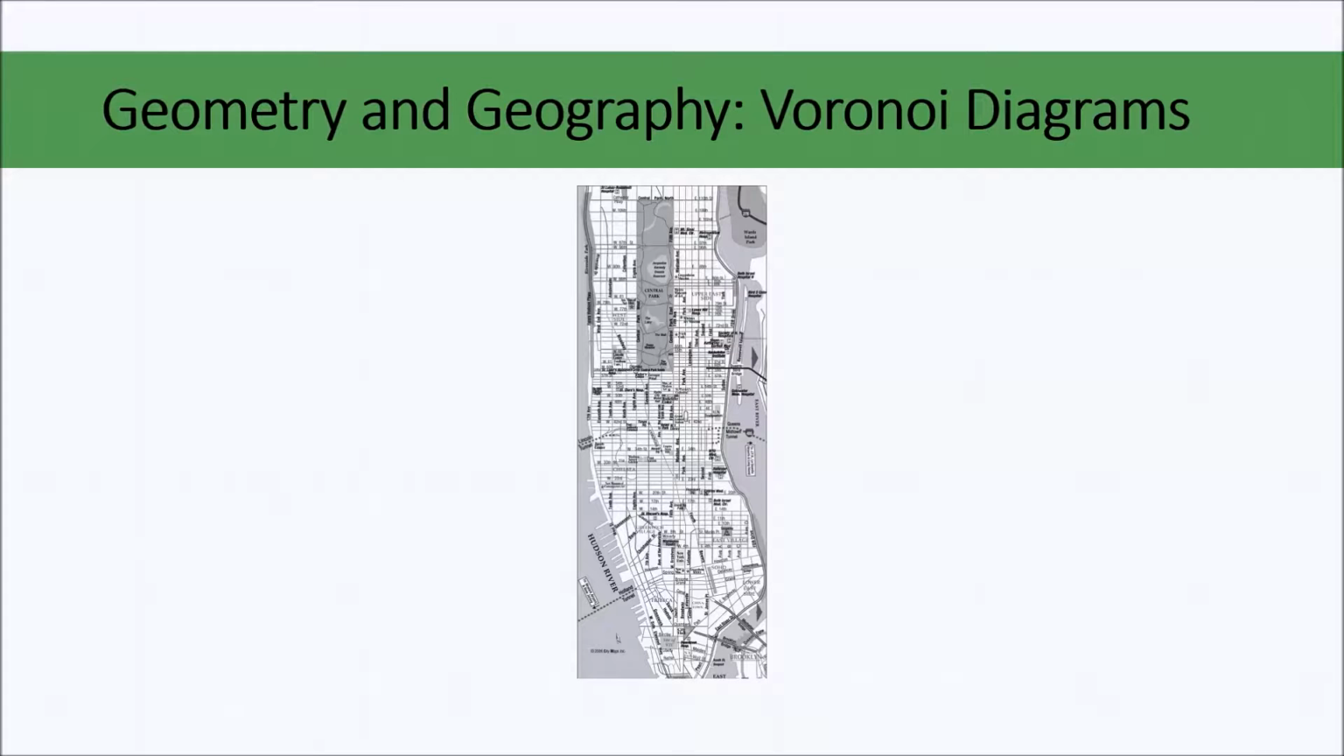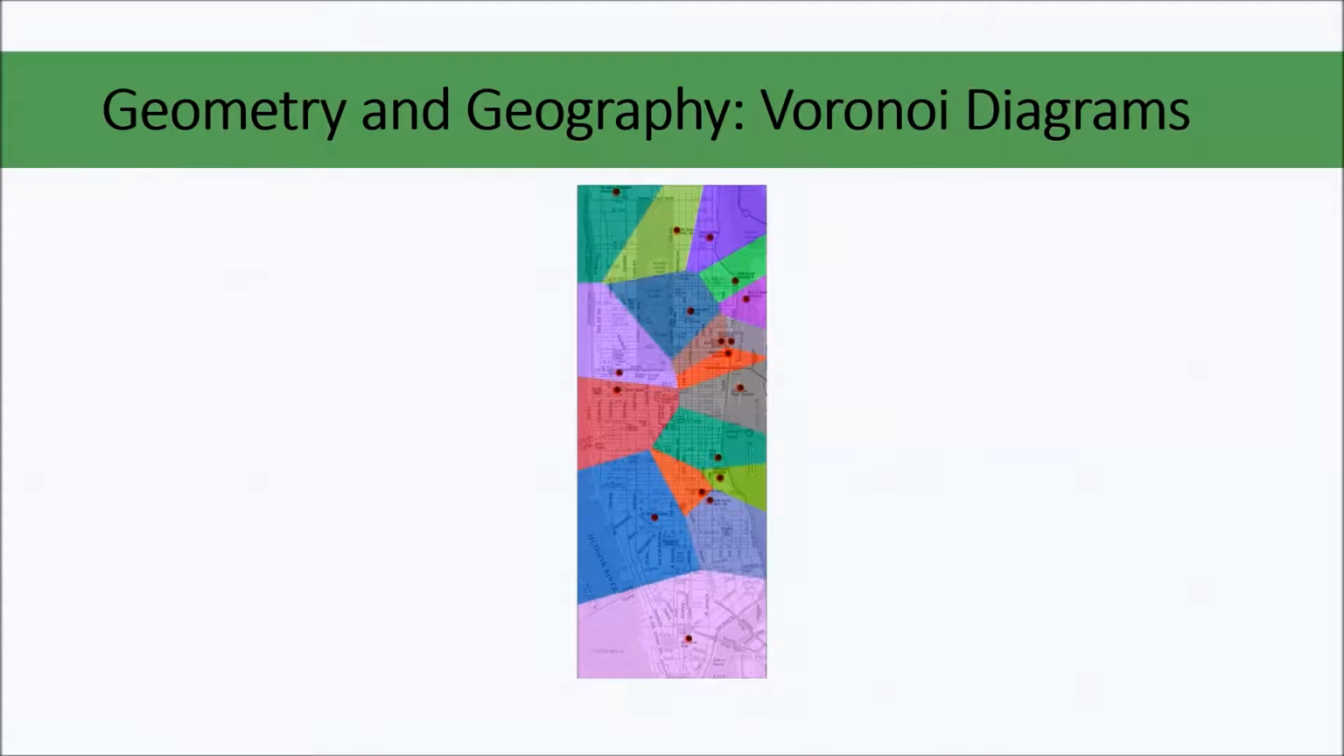Let's look at one more geographic example for geometry. This is a map of New York City. Every hospital in the city is a red dot. If we construct what's known as a Voronoi diagram and pick any zone formed, we would know where the nearest hospital is.